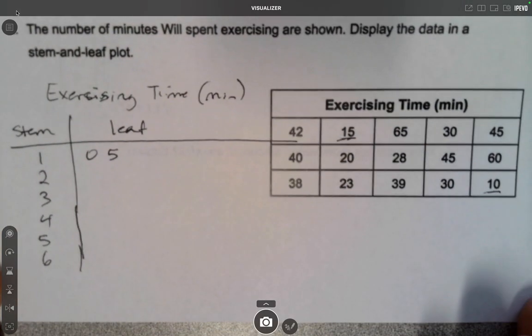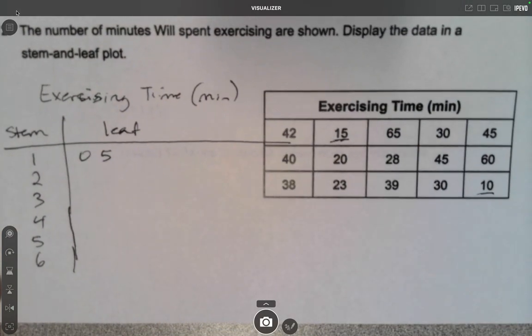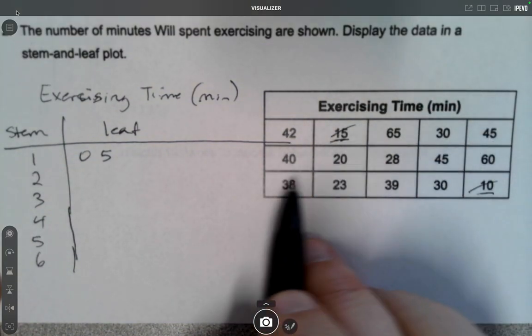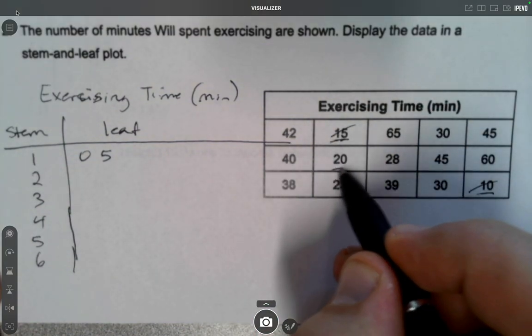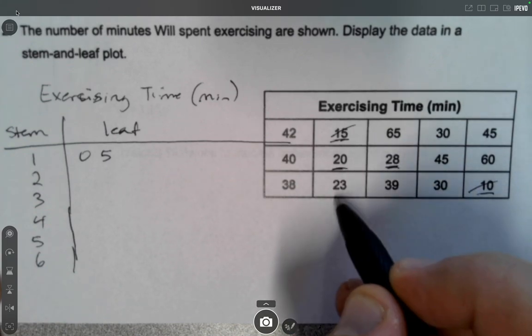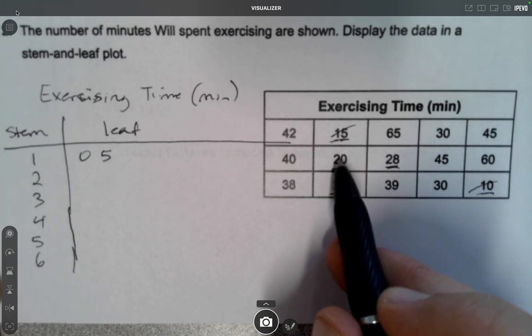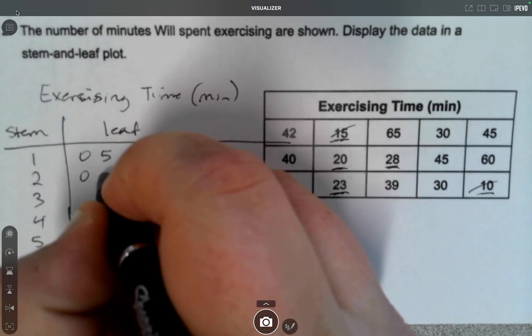Okay, back to exercise time. Next up we have 20s. Let me cross these off. No 20s in that row. There's a 20 and a 28 and a 23. So 0, 3, 8 in the 20s.